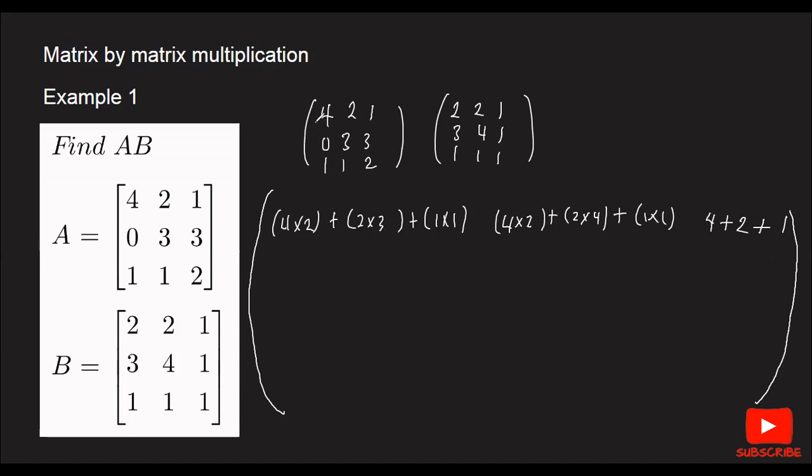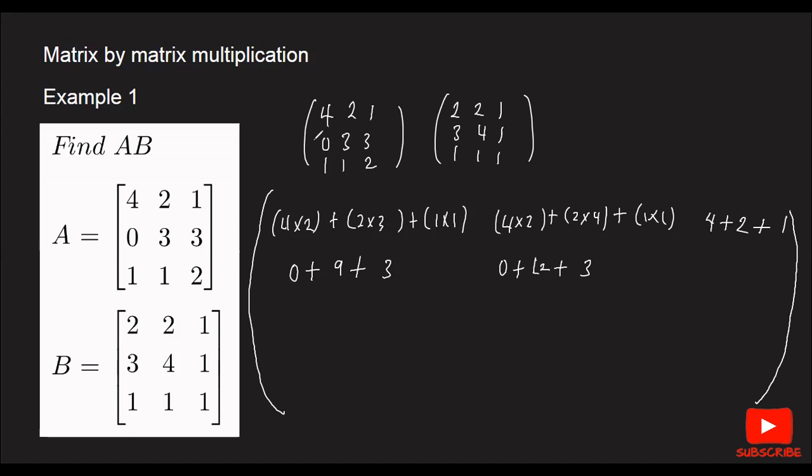Just to be quick, I won't be expanding like this anymore. Since we are done using the first row to multiply each and every column, and we wrote the results in the resultant positions, we'll move on to the second row, having the elements 0, 3, 3. We use it to multiply each and every column likewise. We have 0 times 2, that gives us 0, plus 3 times 3, that gives us 9, plus 3 times 1, that gives us 3. We're done with that part. We'll move on to the second column. We have 0 times 2, that gives us 0, plus 3 times 4, that gives us 12, plus 3 times 1, that gives us 3.